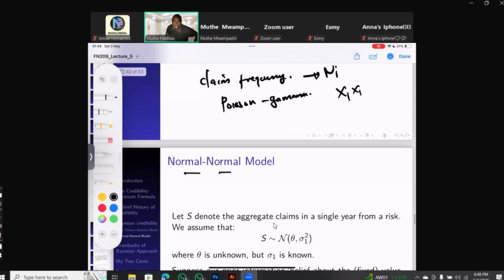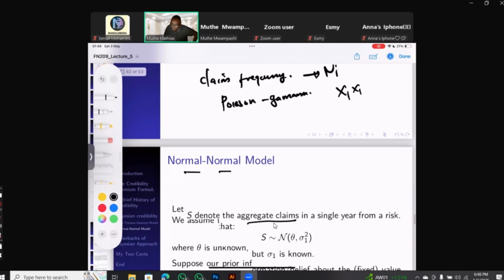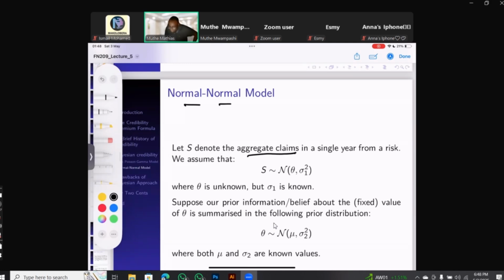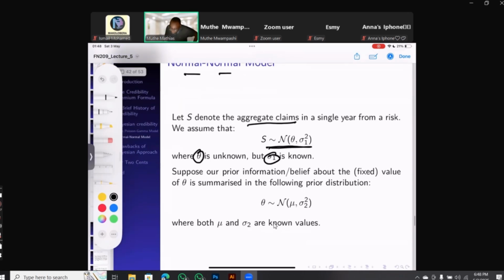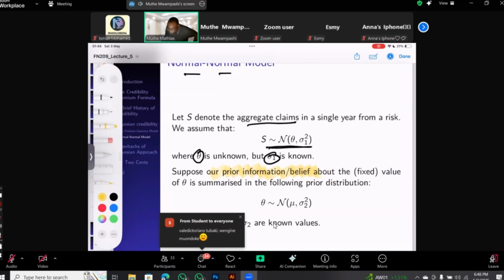is normal model. But this normal model is very useful when trying to model the amount, and more specifically when trying to model the aggregated claims, right? So we are saying, okay, let us assume S denotes aggregated claims in a single year from a risk. So we are going to assume that these aggregated claims, they actually follow a normal distribution, right? Where theta is unknown, but the sigma 1 is known. And then we're going to suppose we have a prior belief. For our prior belief in this case here, so suppose our prior information or belief about the fixed values of theta is summarized in the following prior distribution. So theta actually follows like a normal distribution with mean and then this one here. And because this one is prior, you can see that both this one here and this are known values.